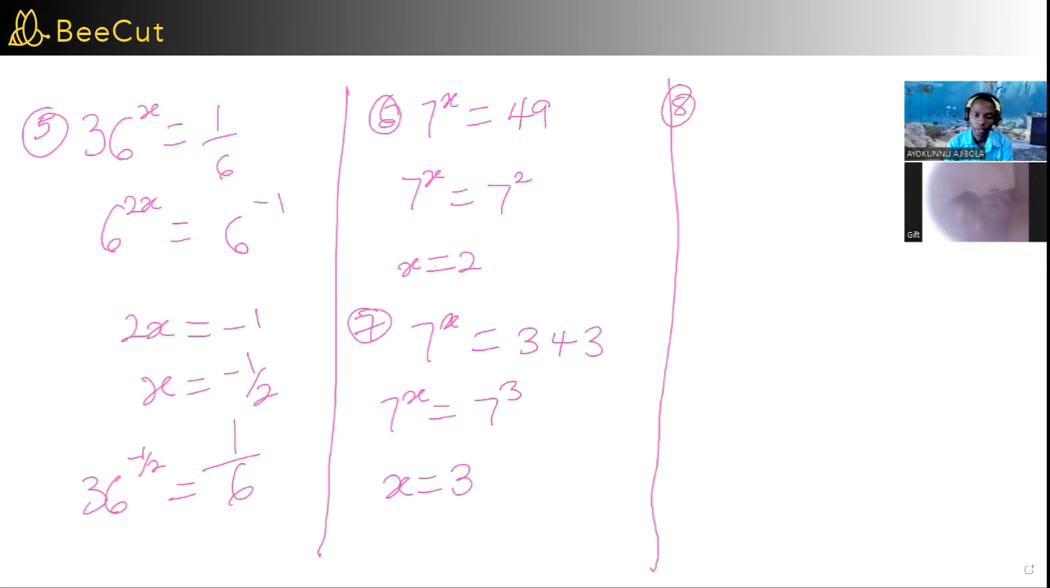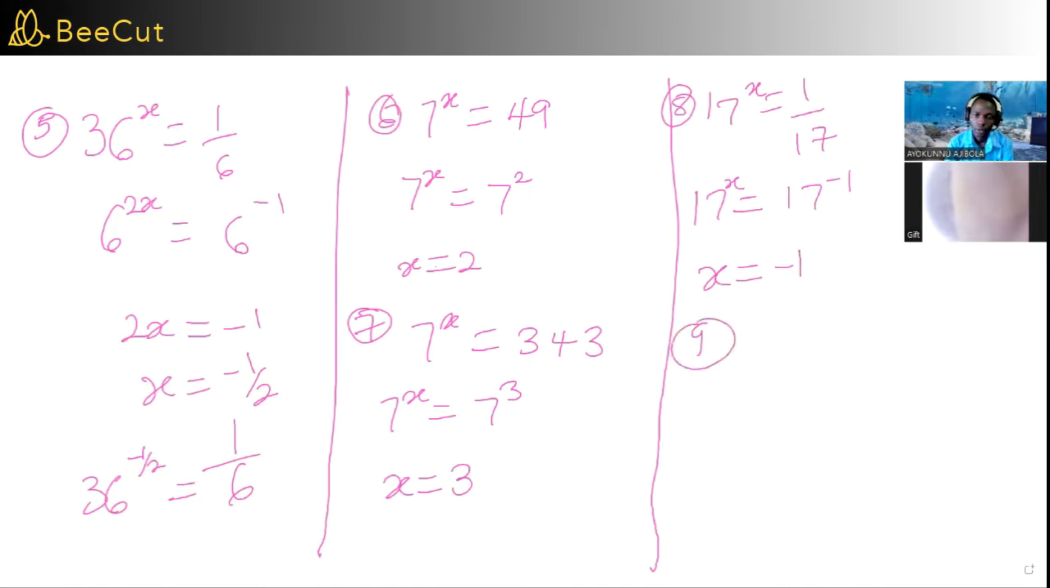So number 8 question says 17 raised to power x equal to 1 over 17. Here I can say 17 raised to power x equals 17 raised to power minus 1. Then if 17 is 17, then x must be minus 1.